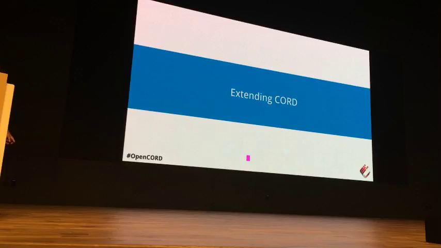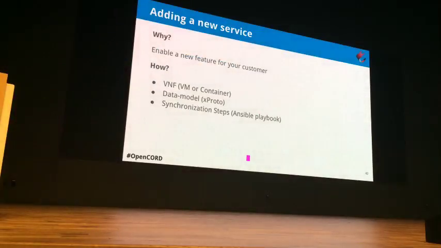Keep talking about extending core. This is probably the part in which most developers are interested: adding a new service. Why is that so important? Because it is the part of core that lets you enable a new feature for your customer and lets you do research. Lets you innovate the network. How can you do that? Of course, you need to have a VNF. It can be in the form of a VM or a container.